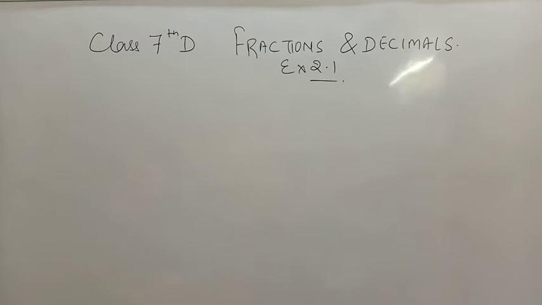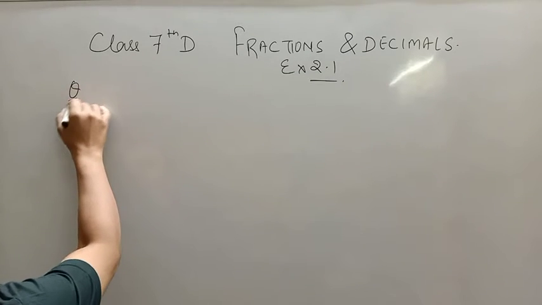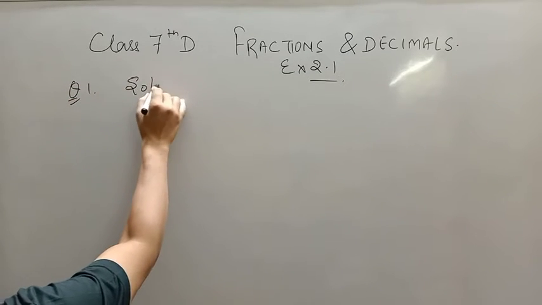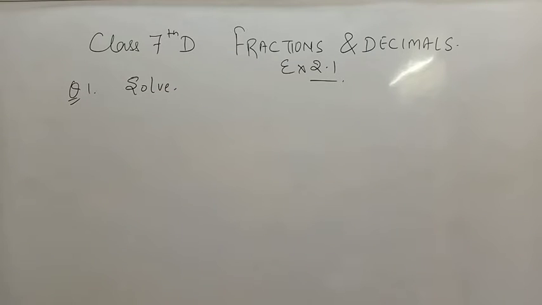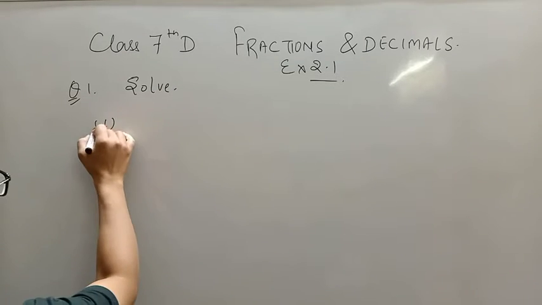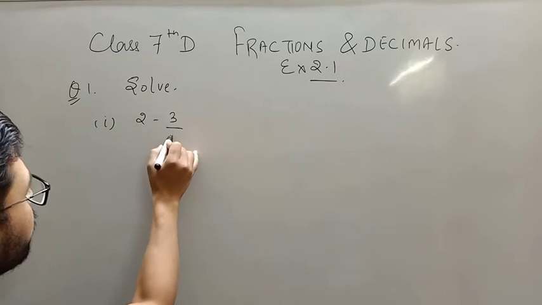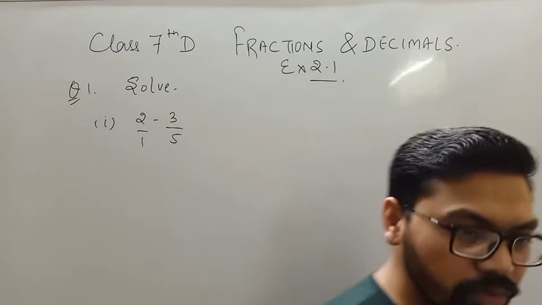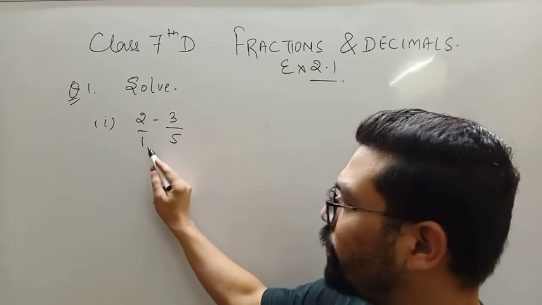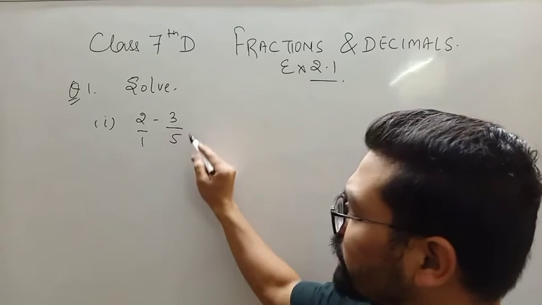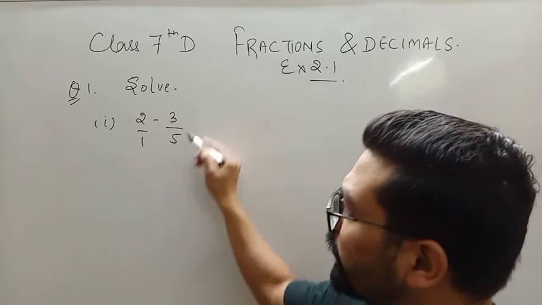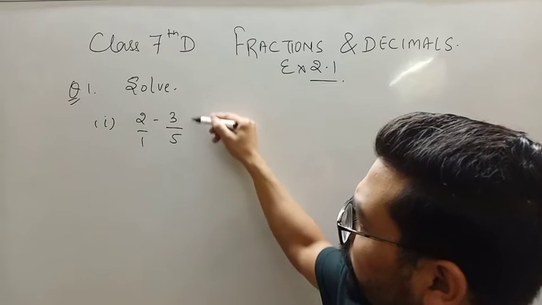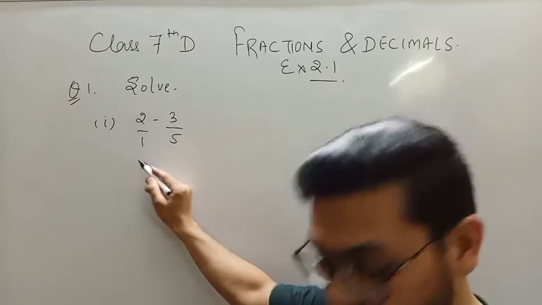Okay. Now the first question is: solve 2 minus 3 by 5. So this is your first question. In the first part of your first question, how do we solve these fractions? You have one fraction, 2 upon 1, and the other fraction is 3 upon 5. So what you are doing here is subtracting this fraction from this fraction, right?